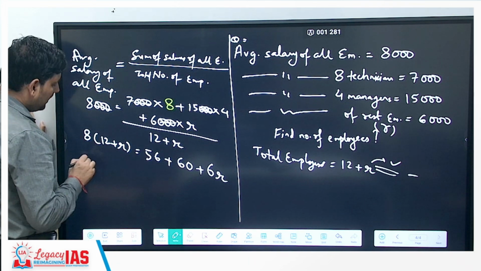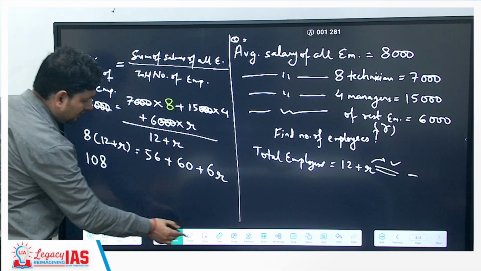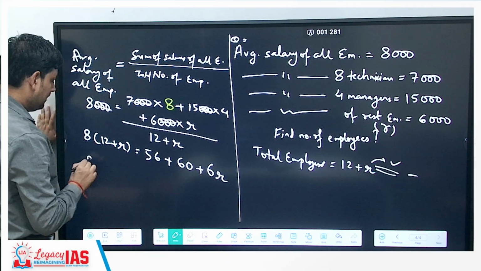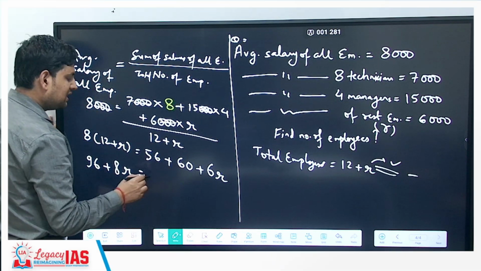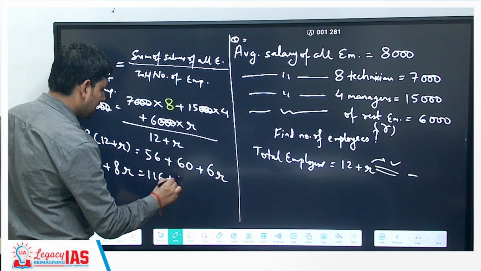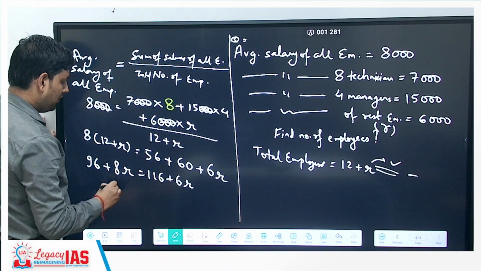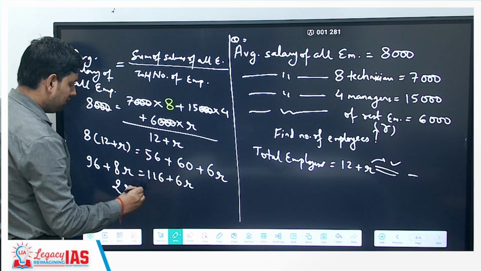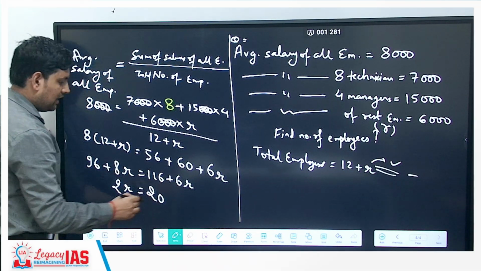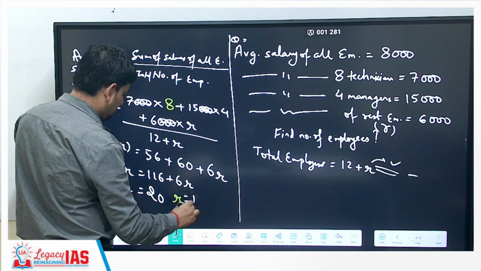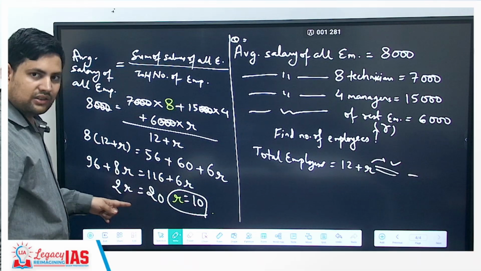Correct? This becomes 12 8s are, sorry, 12 8s are 96. So this becomes 96 plus 8R is equal to 56 plus 60, which becomes 116, plus 6R. Now I send 6R here and 96 there. So I get 2R is equal to 116 minus 96, which is 20. That means R is equal to 10. You got the value of R, that is equal to 10.